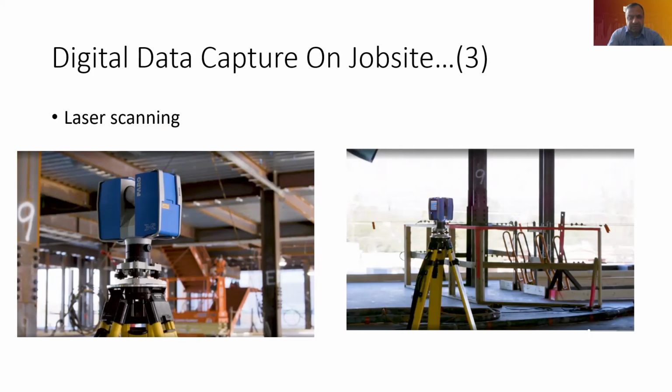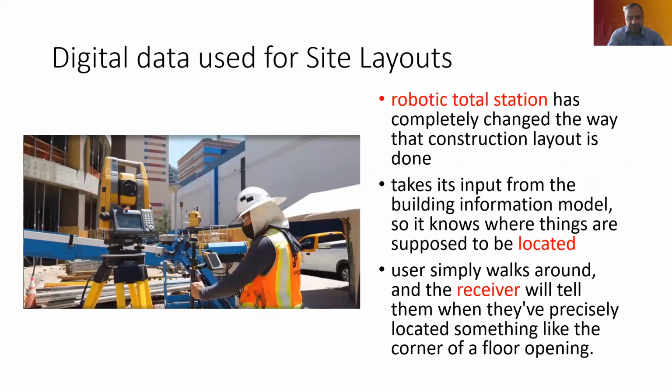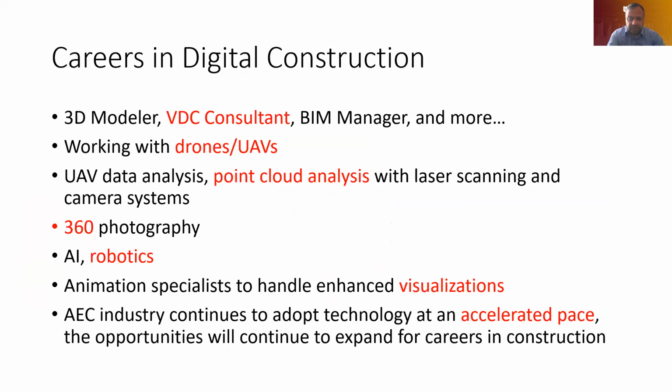Also, there are applications of robotics in construction, such as the robotic total station, which has completely changed the way that construction layout is done. It takes its input from the building information model, so it is known where things are supposed to be located, and the user simply walks around, and the receiver will tell them when they have precisely located something like the corner of a floor opening. And these days we are also hearing about the use of 3D printers. Buildings are now starting to be printed using 3D printers.